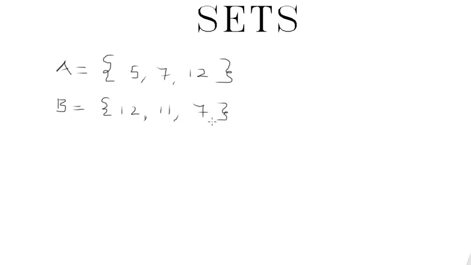For example, we have set A, which has the elements 5, 7, and 12. And we have set B, which has the elements 12, 11, and 7. Then we have set C, which has A, B, and F. And we have set D, which is equal to 7, 12, and 5.